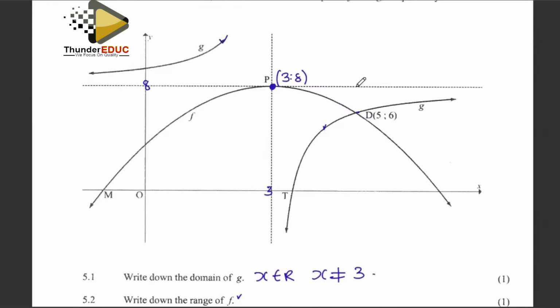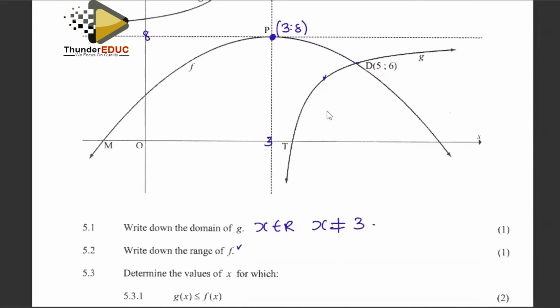Since we identified that our P is a turning point, yet is the intersection of the asymptotes, the range is basically the y values. So for y values for which f is valid, we're going to say that y is less than or equal to 8. Alternatively, someone can say that negative infinity is less than or equal to y, less than or equal to 8. For people that love using the brackets, you have to use the square brackets.